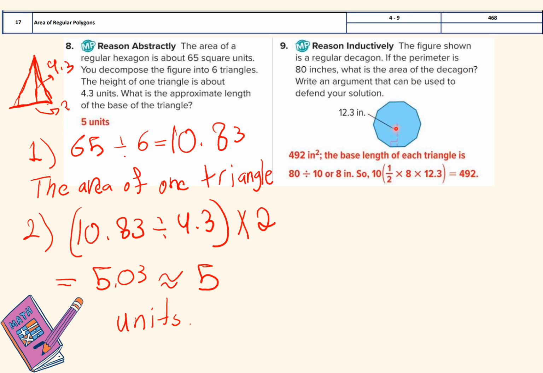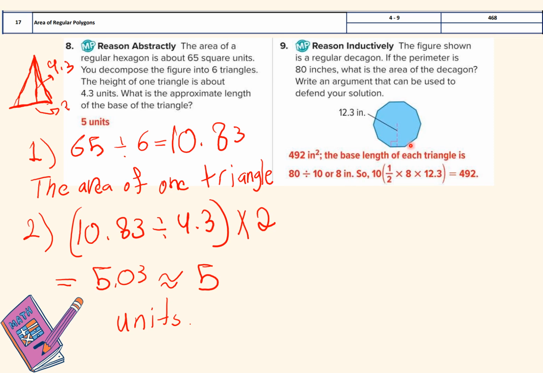So what is given here is the perimeter. The perimeter is to add all the sides, or it is the sum of all the sides. So if I want to know the measure of one side, I need to divide 80 by 10. Why by 10? Because this kind of polygon, which is a decagon, has 10 sides. So when you divide 80 by 10, you're going to get 8. So each side is 8.